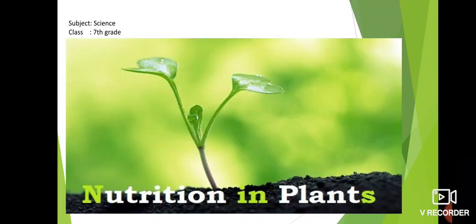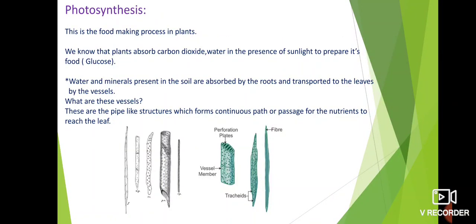In the last class, we have studied in detail about photosynthesis. What are the requirements for the process of photosynthesis? They are carbon dioxide, water and sunlight. How do plants absorb water and minerals? These water and minerals are absorbed by the roots and transported to the leaves by the vessels.